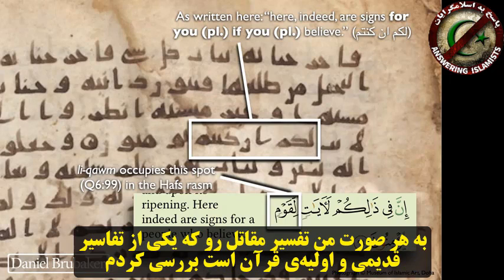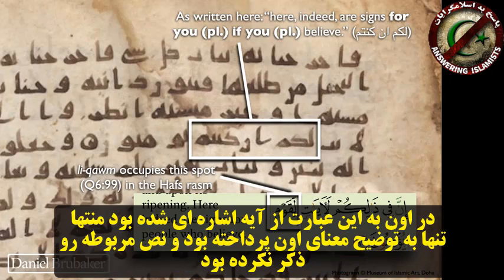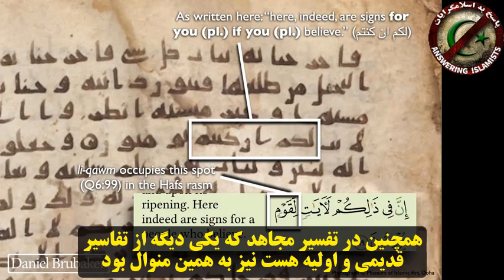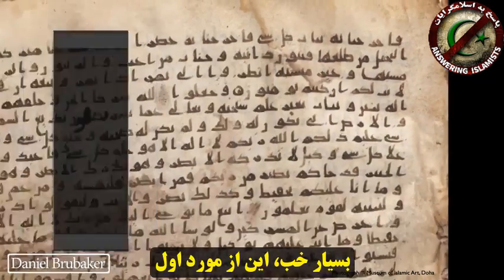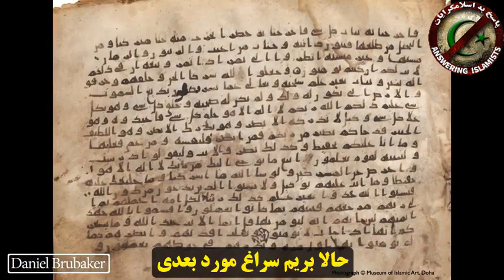I've looked in Tafsir Muqatil, which is an early tafsir. I see mention of this phrase, la ayatin liqaumin yu'minun, but he only clarifies the meaning of it. He doesn't mention any alternate reading there. And similarly with Tafsir Mujahid, which is one of the earliest tafsirs that we have, there's no mention of this verse. So there we go. That's the first one we're looking at. Let's move on to the next.